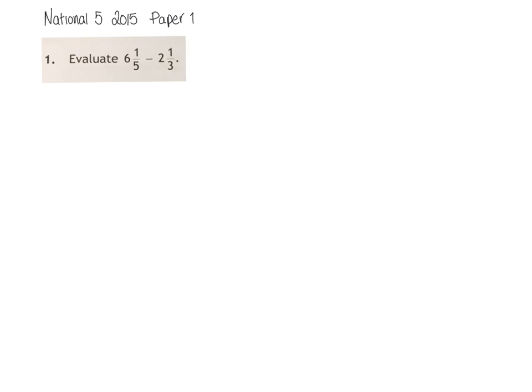Okay, so looking at the National 5 2015 paper 1, first question is subtracting fractions. We have mixed fractions, so the first thing we need to do is change them into top-heavy fractions. So we've got 6 and 1/5, take away 2 and 1/3. So 6 whole units would make 30 fifths. So we have 30 from the 6 and 1 from there, so we've got 31 over 5.